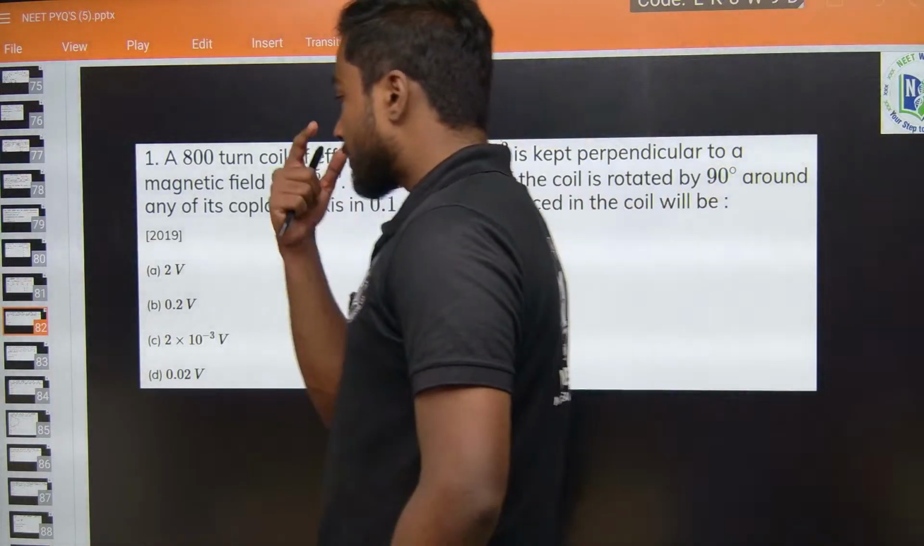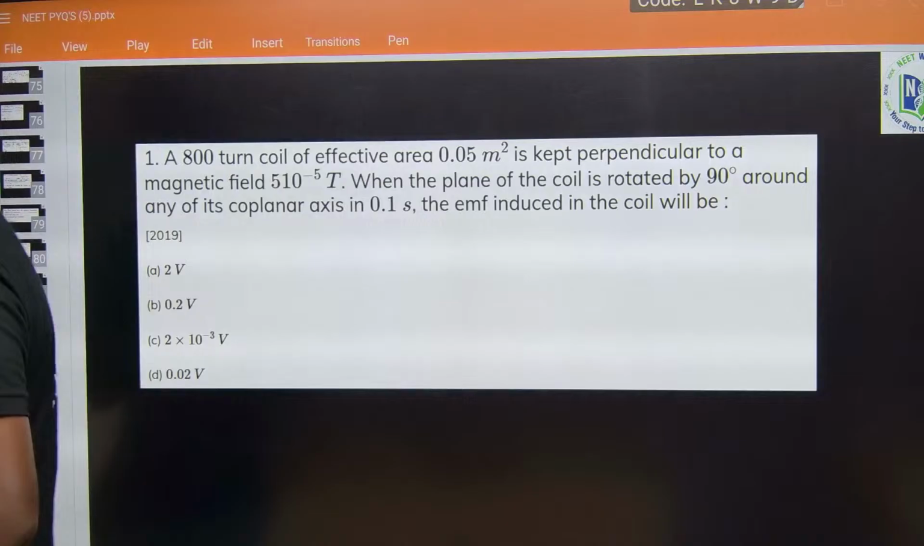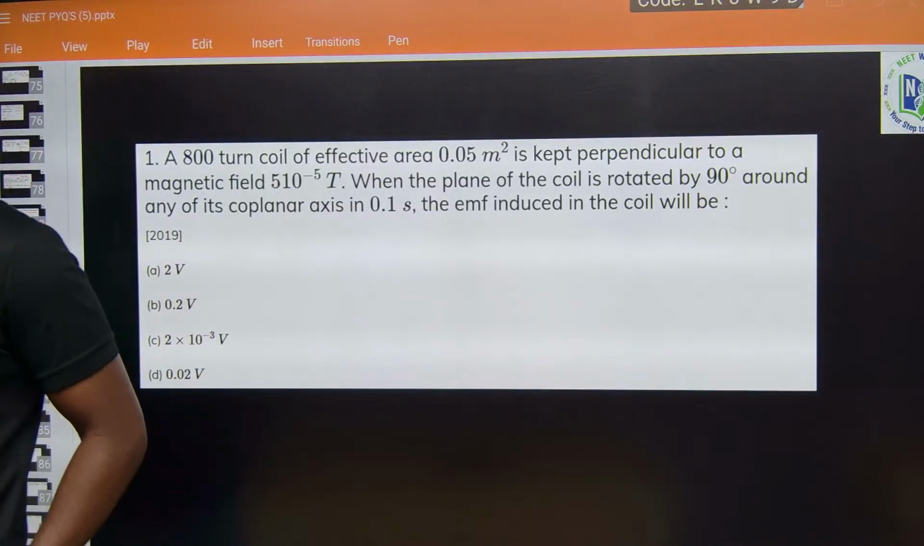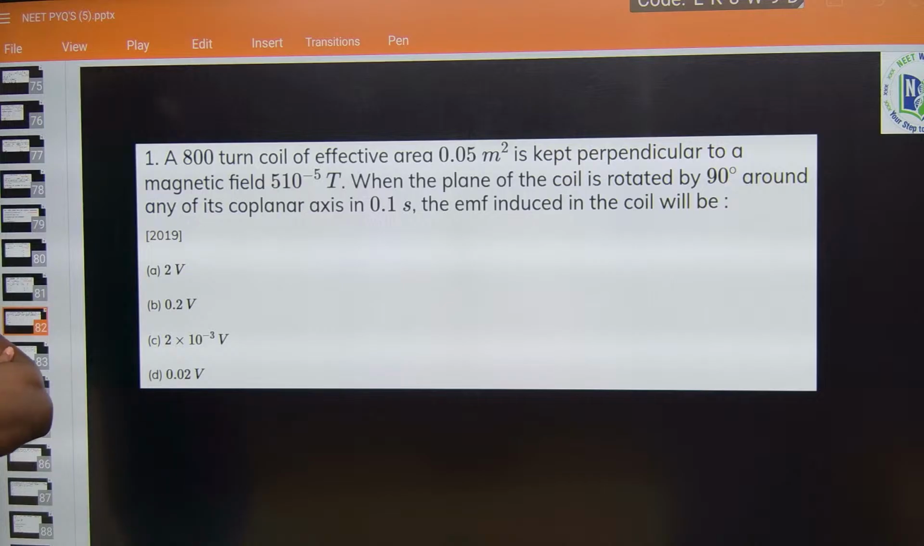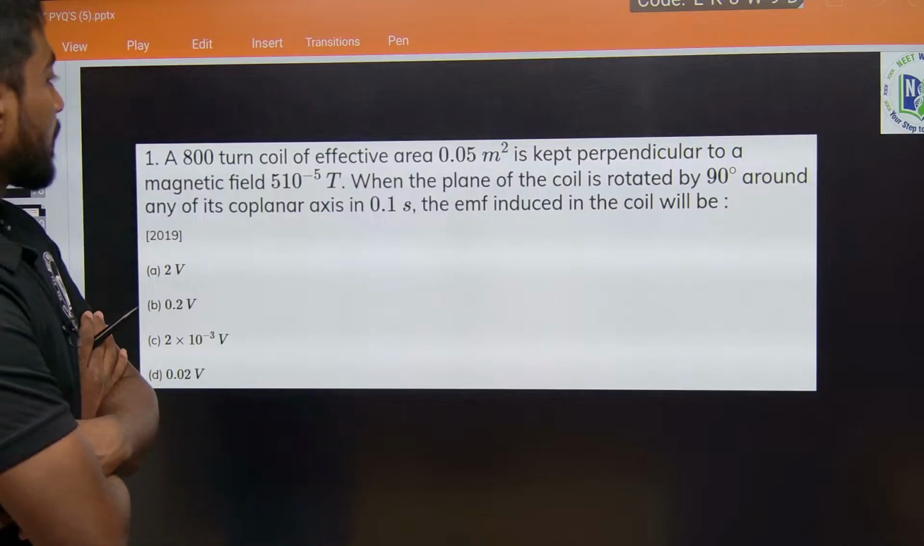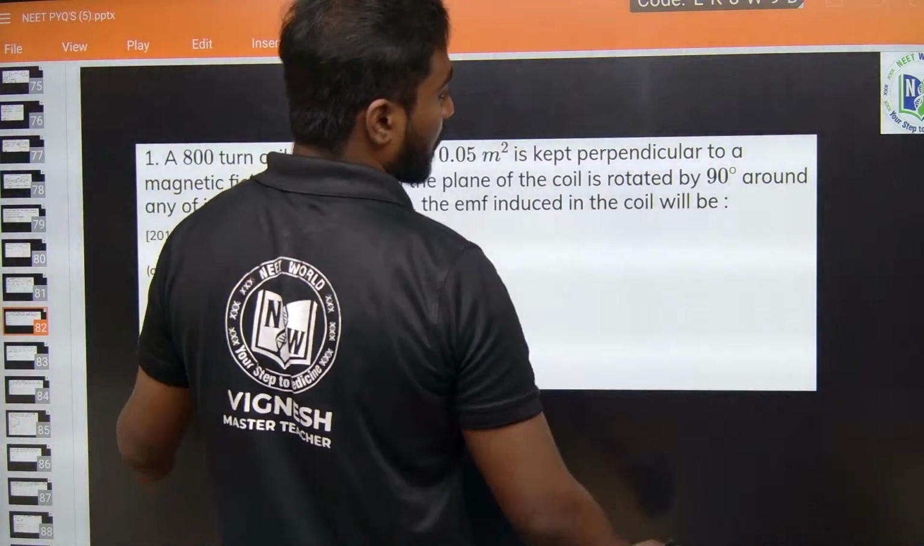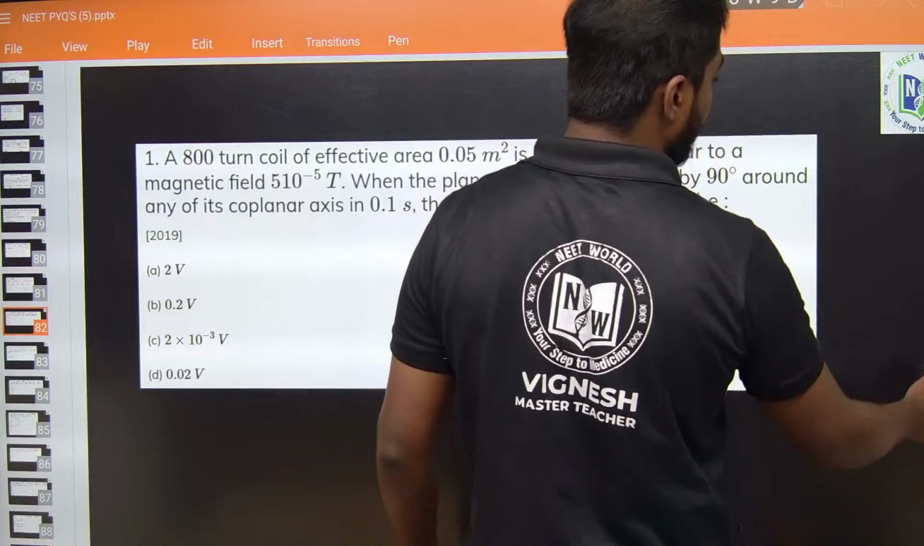Okay. So, first of all, we need to understand what are the given terms in the equation, right. So, I need to find the induced EMF, delta phi. I need to find. Okay. So, let me write what are the given terms in the equation first of all.